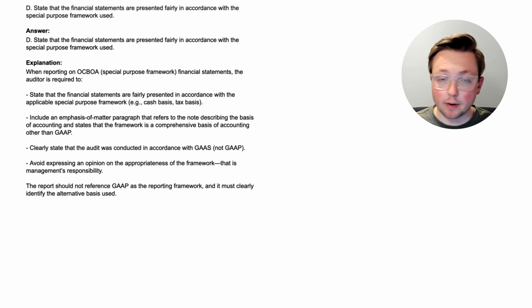The report should not reference GAAP as the reporting framework, and it must clearly identify the alternative basis used. So again, essentially it comes down to they have to just basically say this was a special purpose framework, and they're seeing if it was fairly presented. That's really the basis of it. Now with that, let's go to the next question.